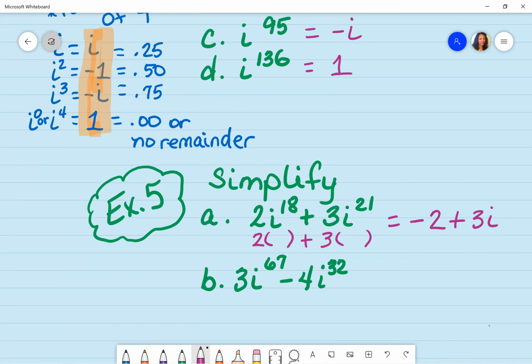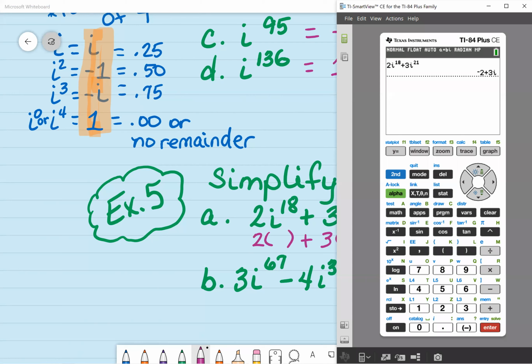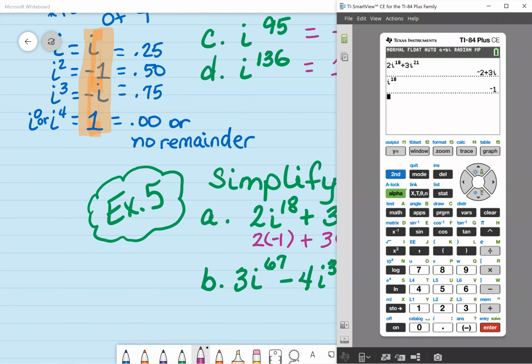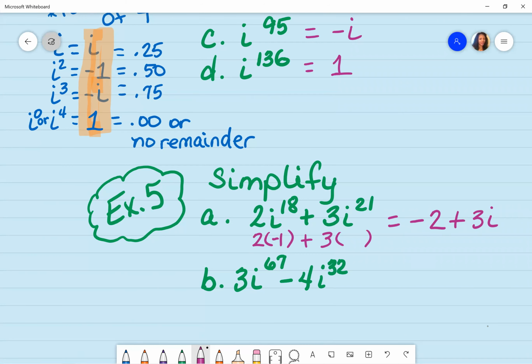And this is, we can go back, i to the 18th power. And the first one is -1. And then the second one is i raised to the 21st power, which is i. And if you simplify this out, you end up with the same answer, -2 plus 3i, and it's in the correct form, a plus bi.